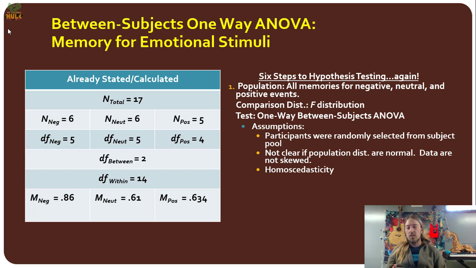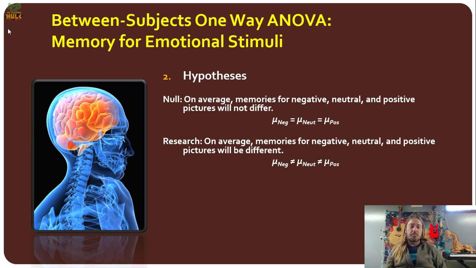It's not clear if the population distributions themselves are normal. Again, the data don't appear to be skewed. If we look at them, there don't appear to be any major outliers. And we do have to test for homoscedasticity, but we haven't tested it yet because we haven't gotten into our calculations. So we'll have to come back and make sure we test for that.